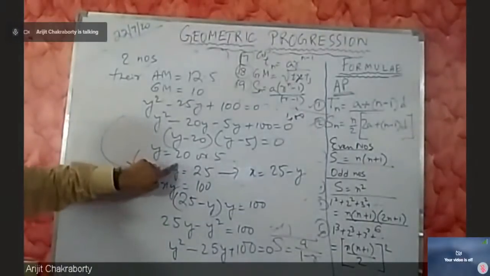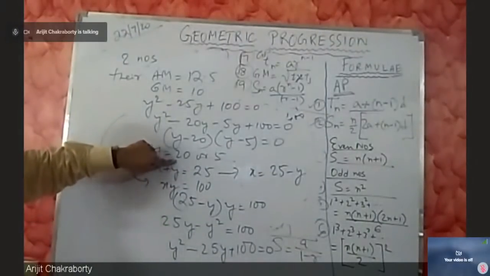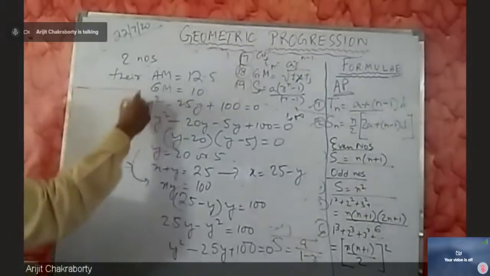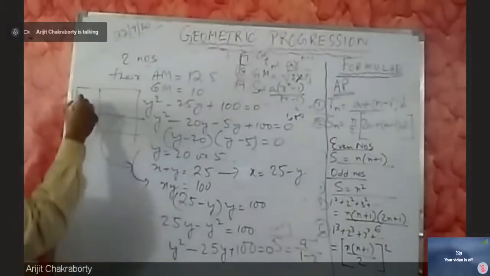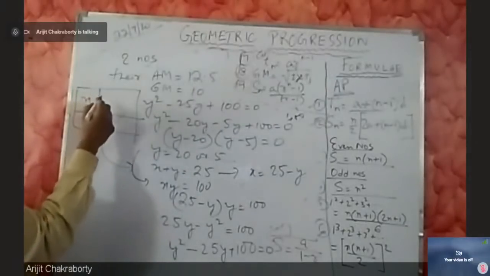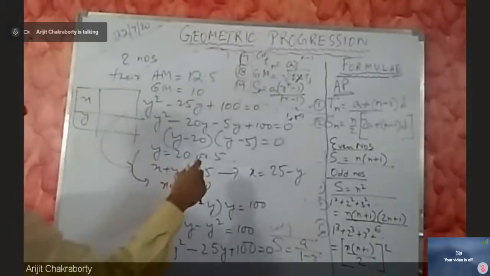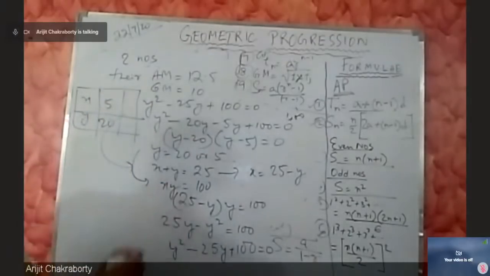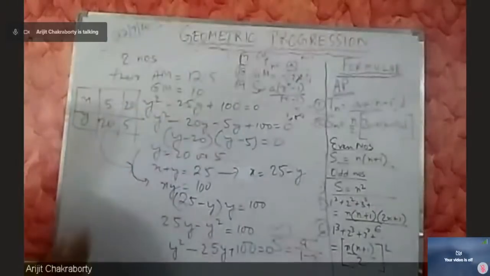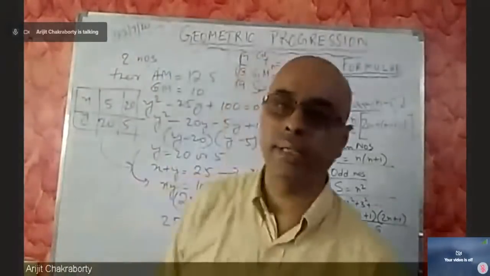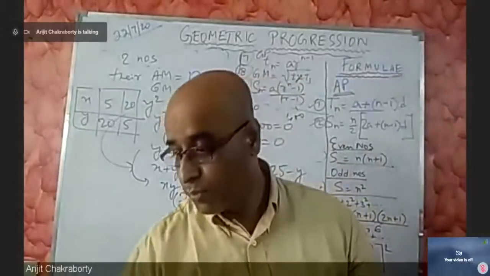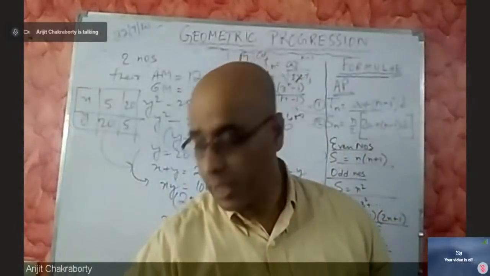If y is 20, then x becomes equal to 5. 100 by 20 is 5. So the solution is this. x and y, if you take y as 20, then x becomes 5. And if you take x as 20, then y is 5. So the numbers are 20 and 5. Hope this is clear. This is a classic problem because you have both AP and GP combined.